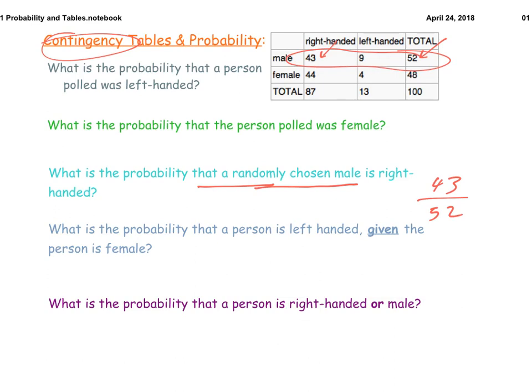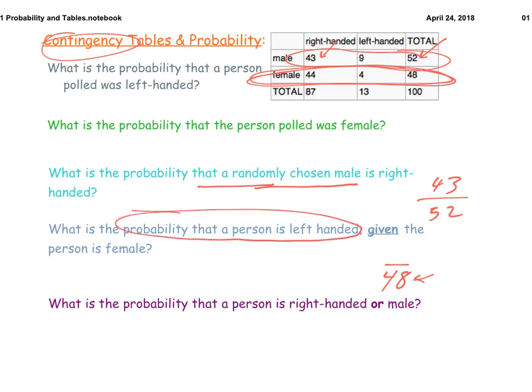And what's the probability a person is left-handed given the person is female? Given that they're female, well, then that's this. I'm going to circle just these. We know that that's what's possible. I always like to start with the bottom, what's possible. Given that the person is female, that's what's possible, good. What's the probability that the person is left-handed? If I can only pick from the females, then where are the left-handed ones? Right there, so it's 4 out of 48.